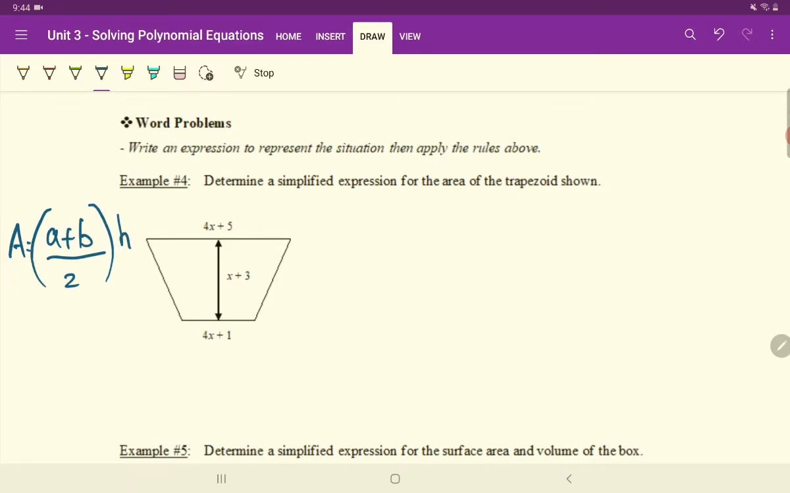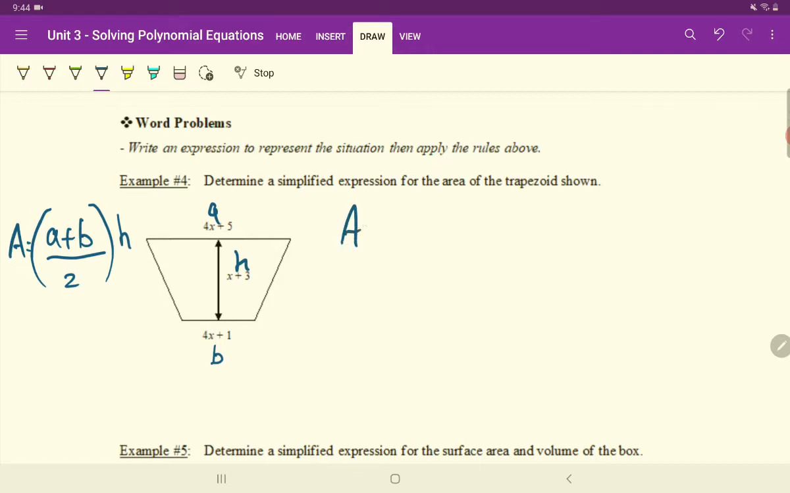Bracket a plus b divided by 2 times the height, where this is your a and this is your b. Those are interchangeable, right? You can assign either one a or b. It doesn't matter. And then here is your h, your height. So all we're doing is substituting those expressions into that formula, and then we're going to look at how to clean it up and simplify it.